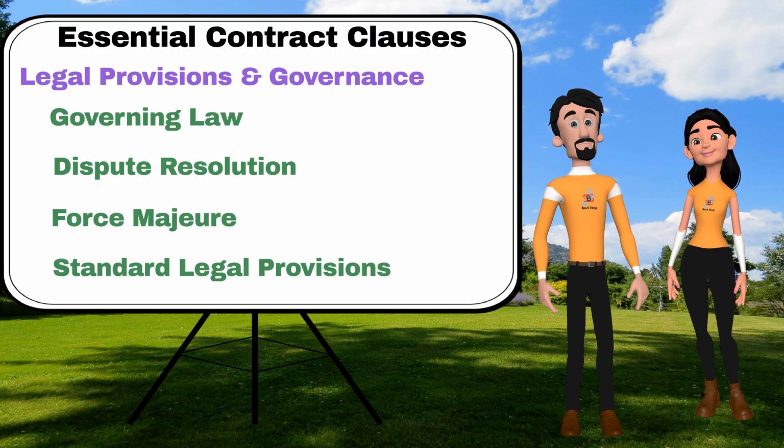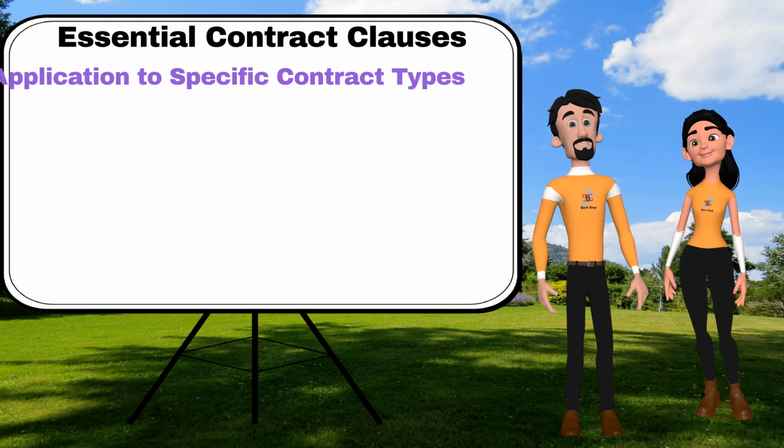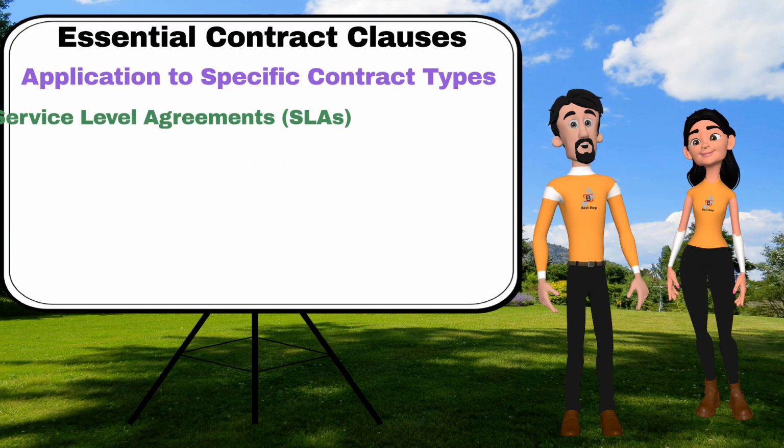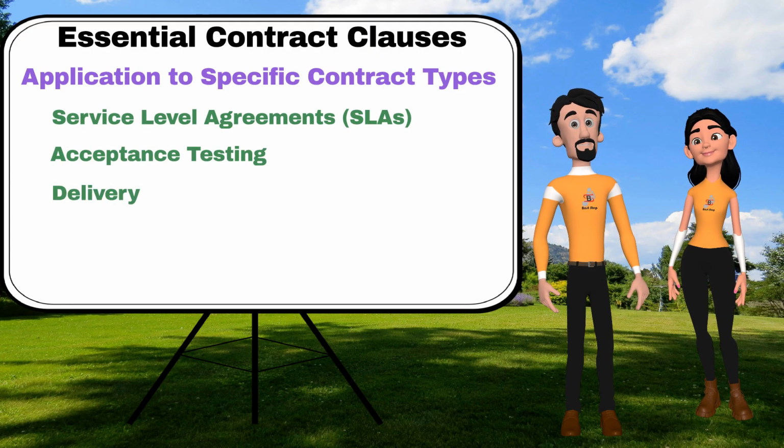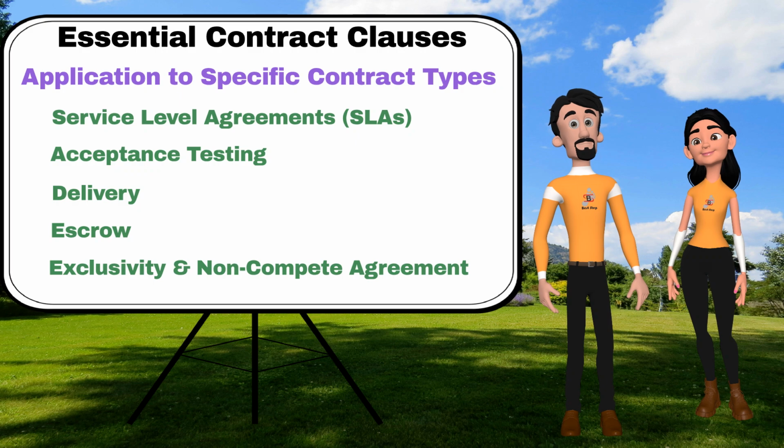How do we apply these clauses to specific scenarios? The final section, Application to Specific Contract Types, teaches you how to apply the learned clauses to service-level agreements, SLAs, acceptance testing, delivery, escrow, exclusivity, and non-compete agreements. Imagine using these insights to draft comprehensive SLAs that clearly define service standards and remedies.